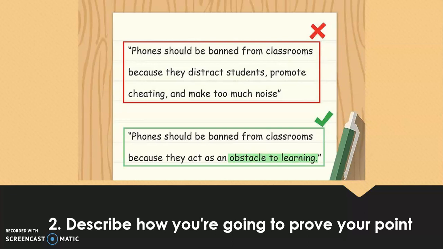Instead of just listing all of your supporting points, sum them up by stating how or why your thesis is true. For example, instead of saying, "Phones should be banned from classrooms because they distract students, promote cheating, and make too much noise," you might say, "Phones should be banned from the classrooms because they act as an obstacle to learning."